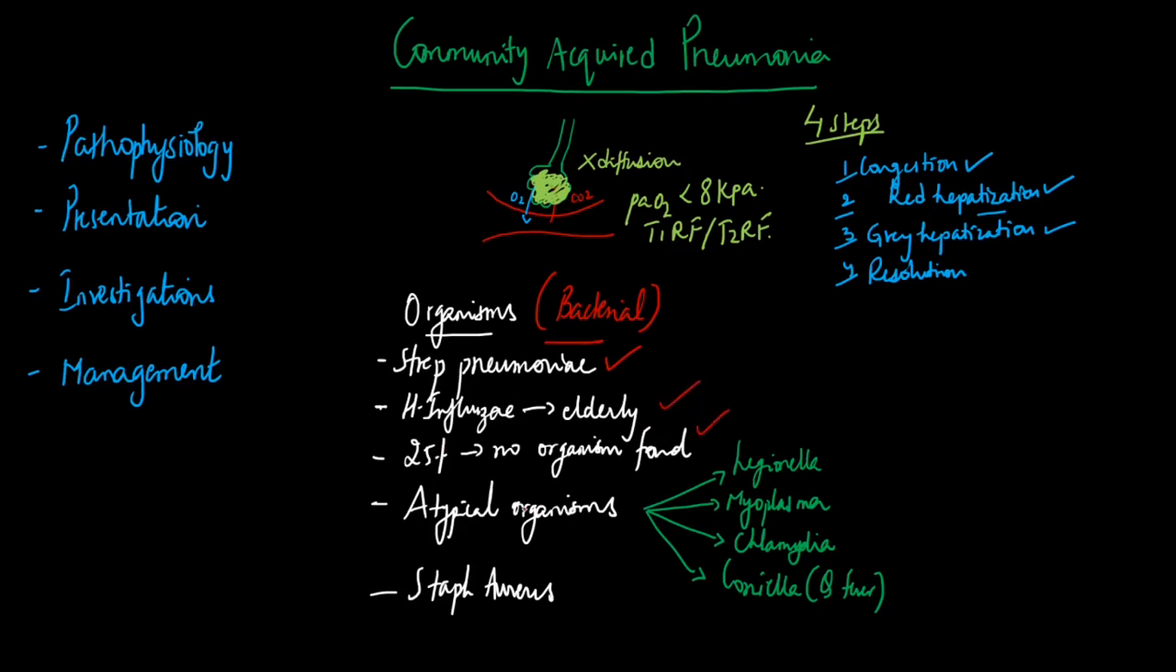And having a look at something called atypical organisms, of which there's quite a few. You've got Legionnaire's disease, you've got Mycoplasma pneumonia, chlamydia, and Q fever. So Legionella can cause pretty severe disease. It happens due to infected or warm water. You can always ask about foreign travel in your history.